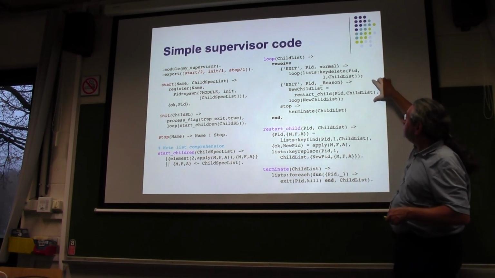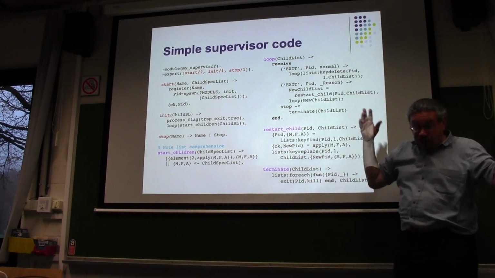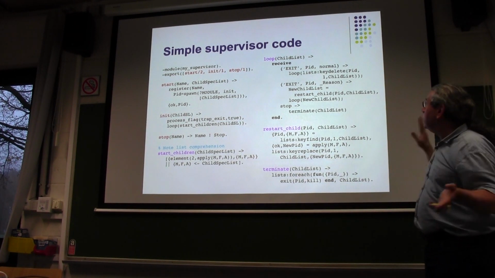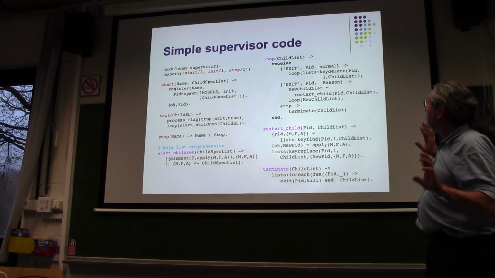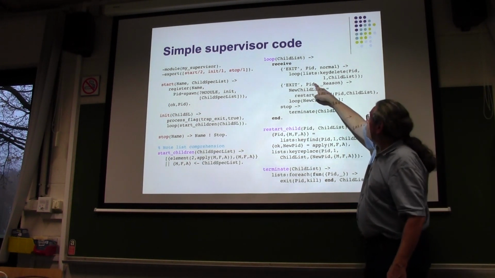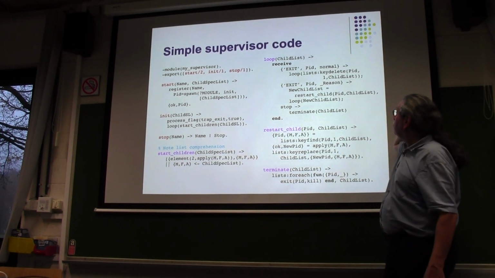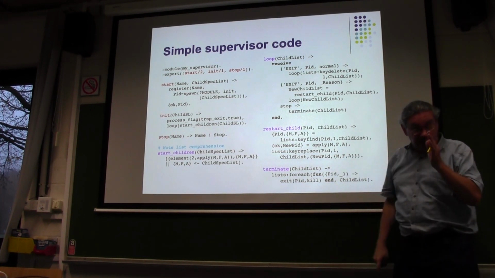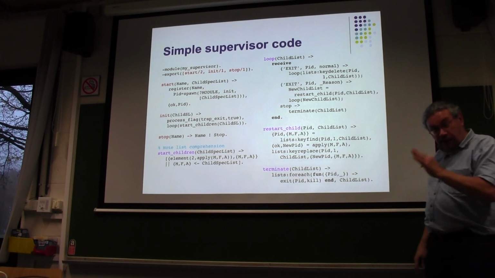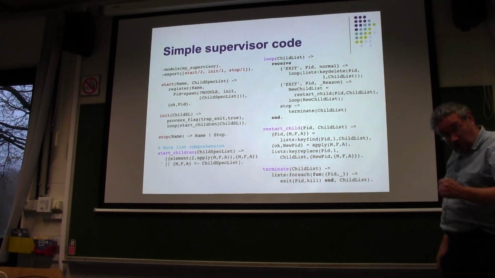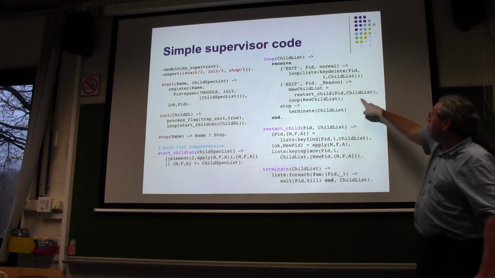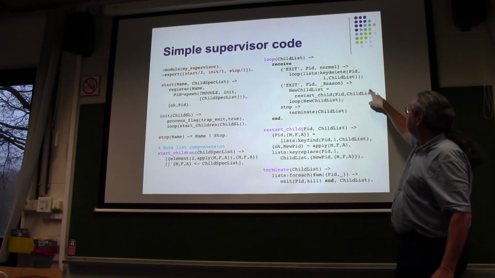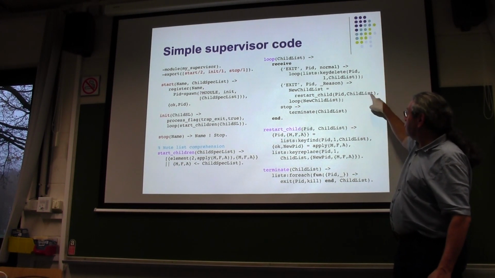That's this one. Second one: if the child crashes, any kind of failure, a runtime error, whatever, then you get this message, and the reason will be different from normal. What do you do then? So the child has crashed. Remember, Erlang has this let it crash philosophy. Any failure, you crash. So we know the child has crashed, so we restart the child. Here, we have the PID in the child list.